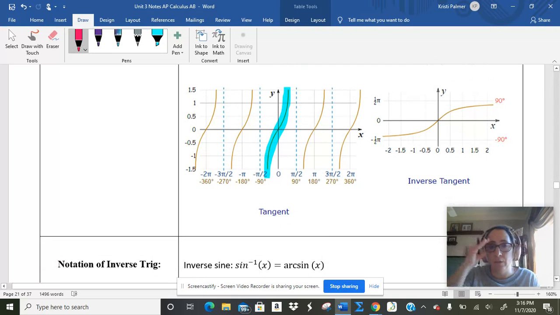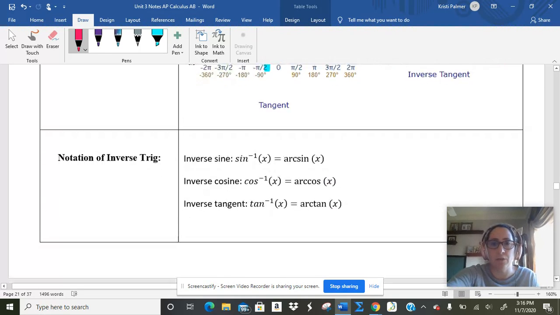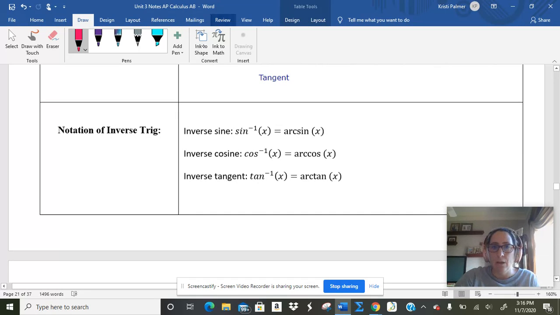Those you can do for all 6 trig functions, but those are the main ones that we need to know. So I might look over those in more detail, and pause me if you need to. This is just some of the notation, so we make sure that if I see this to the negative 1, this is talking about the inverse. This is the exact same thing as saying the arcsine of x. So it means exactly the same thing.